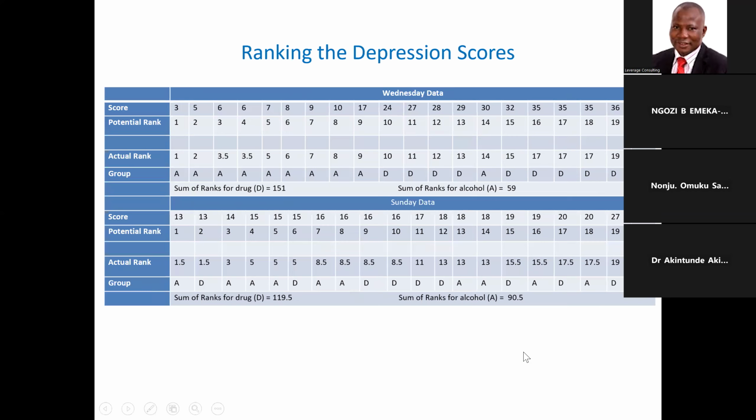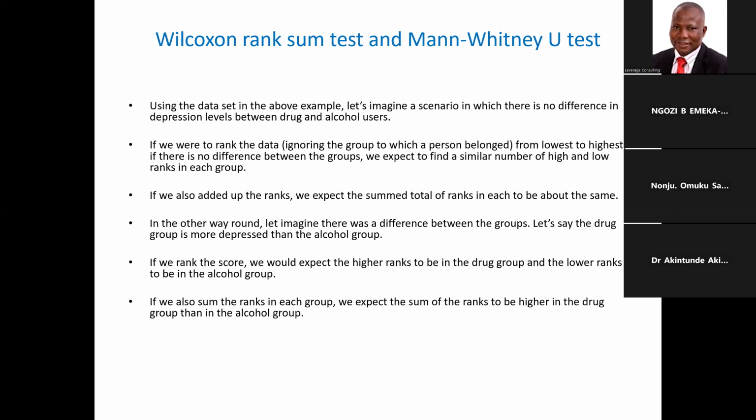Now, the Wilcoxon rank sum test and Mann-Whitney U test. For the rank sum test, we are considering them as 2 independent groups. We are comparing the depression among the people that use drug and people that use alcohol as 2 independent groups. So using the data set above, let's imagine a scenario in which there's no difference in depression level between drug and alcohol users.